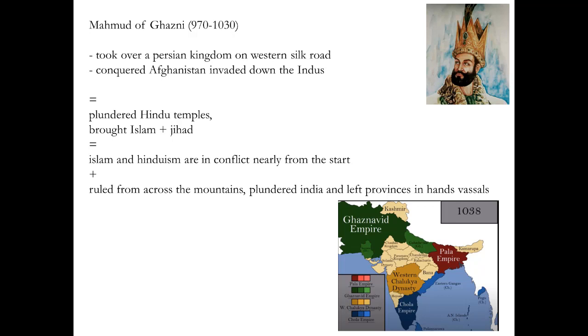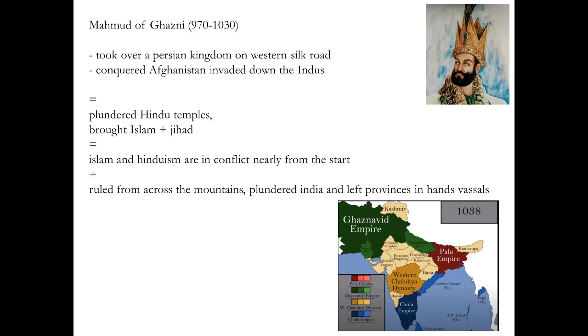If you take a look at our map about the time of his death in 1038, you'll see how big this empire will become. And he crosses the Hindu Kush, invades down the Indus. Now, he is a Muslim. And Islam believes in monotheism. Rule 1 is there is only one God, Allah, and Muhammad is his prophet.